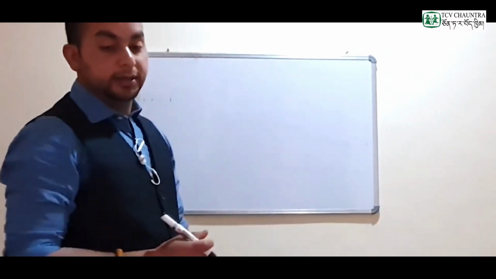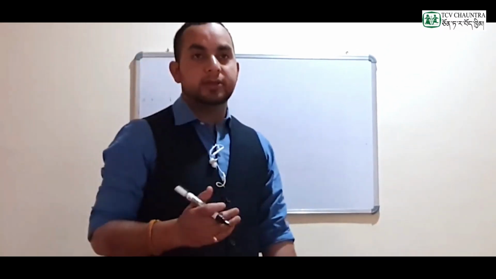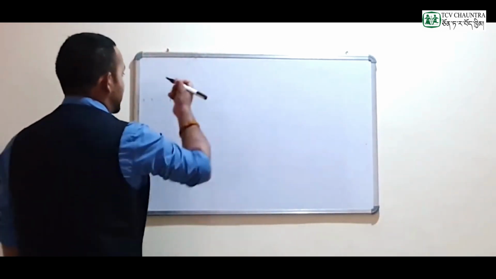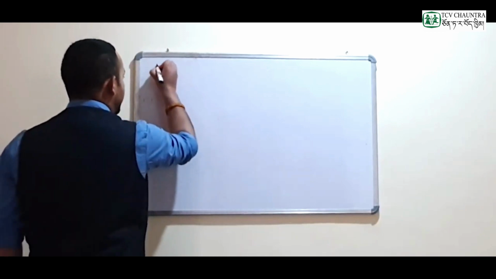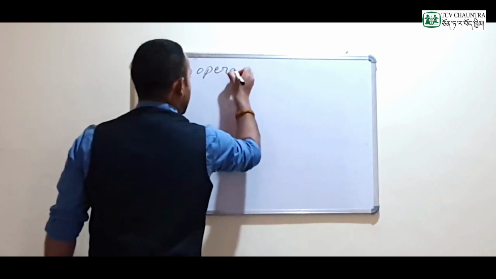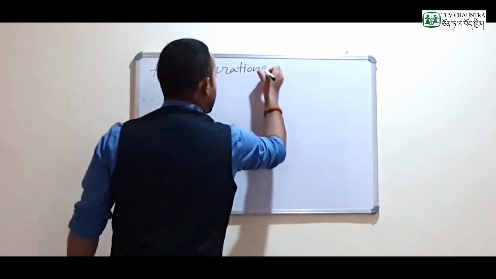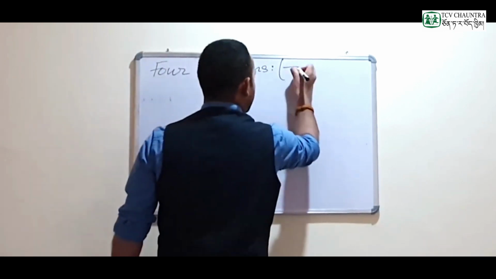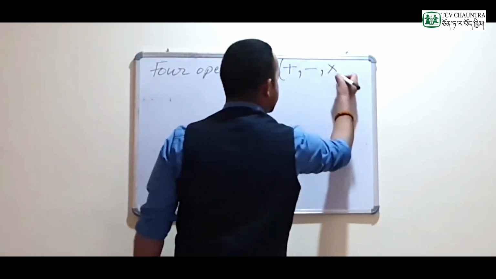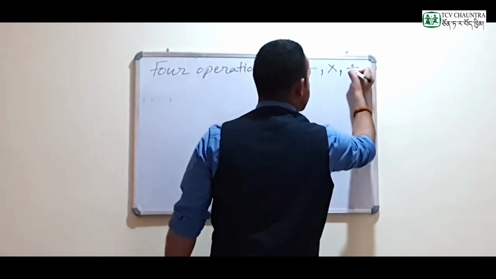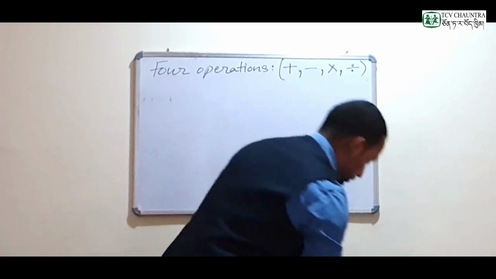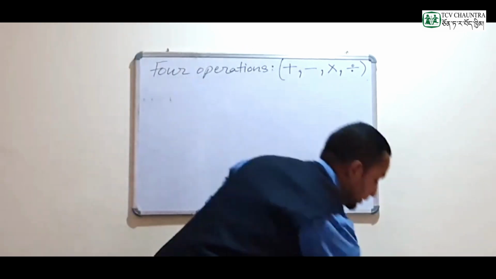Now we had learned rational numbers on the basis of four operations, that is on the basis of addition, subtraction, multiplication, and division. Now one by one we will discuss it. Now we will add two rational numbers.